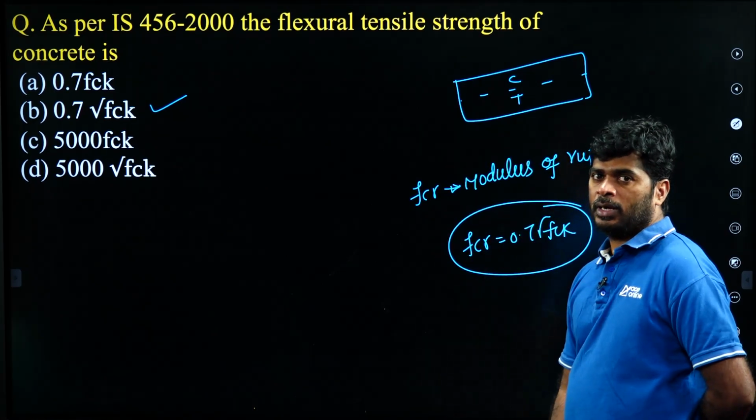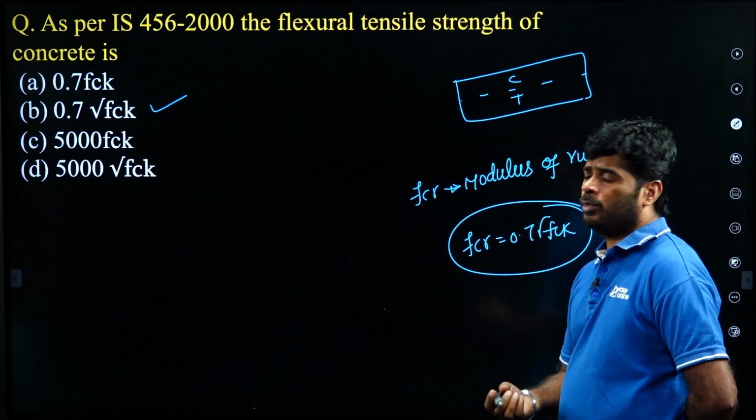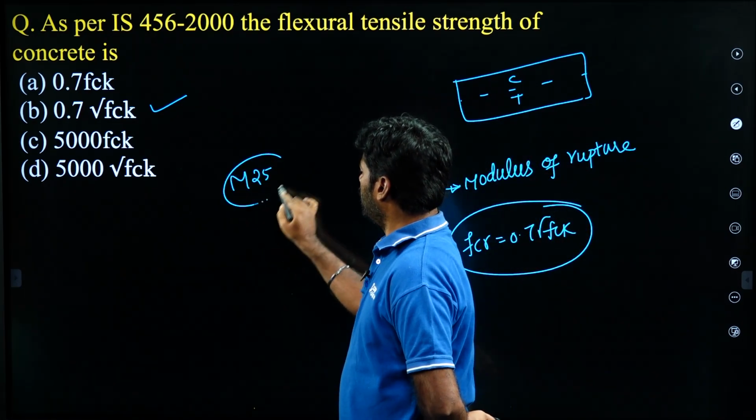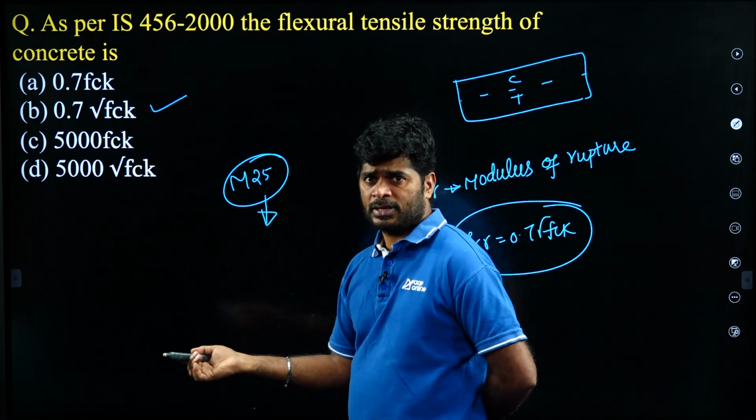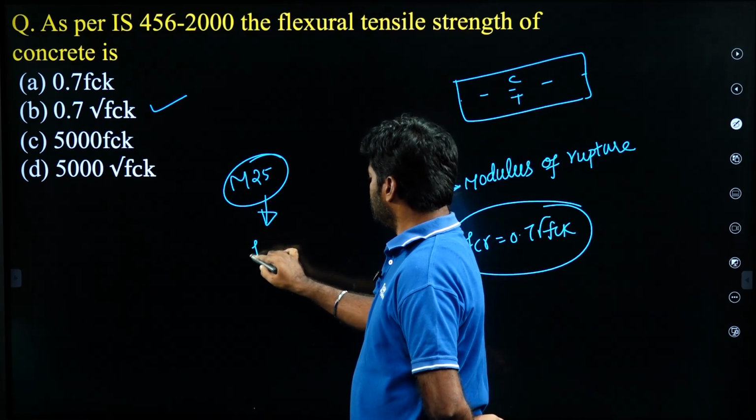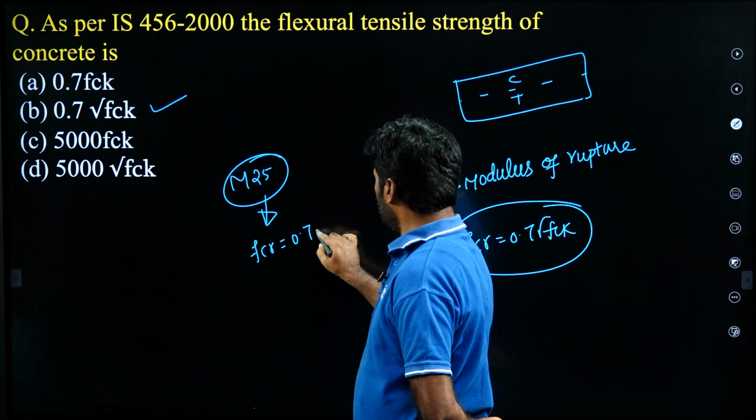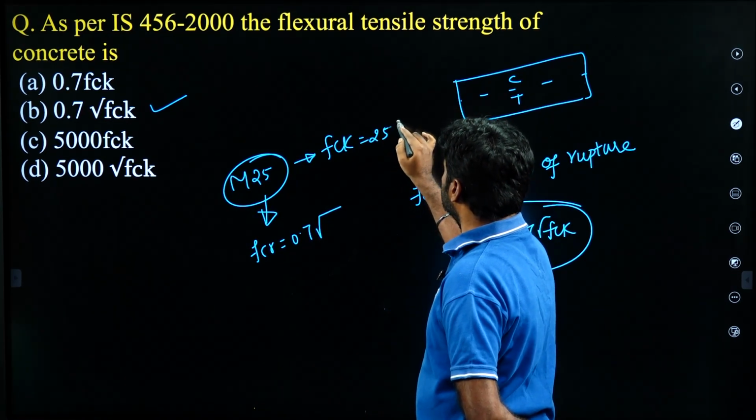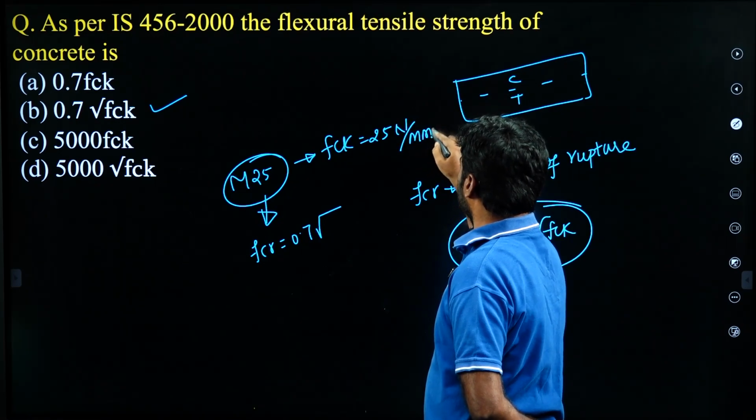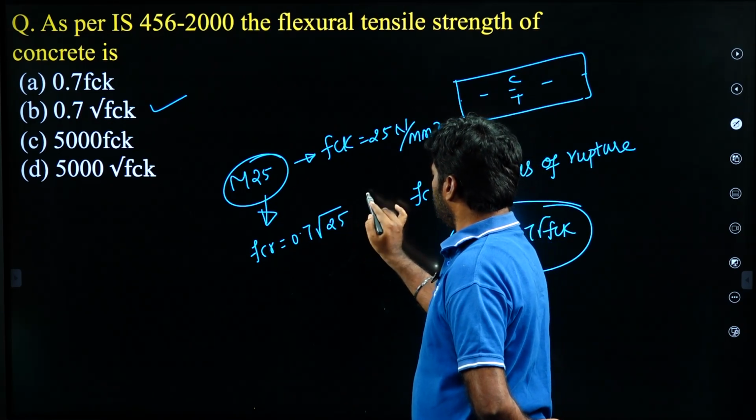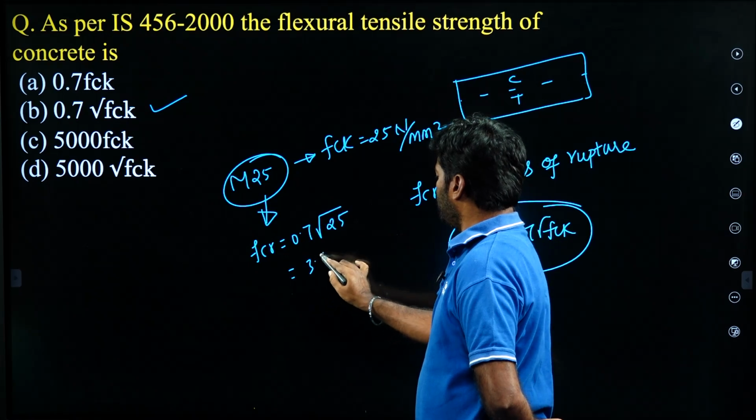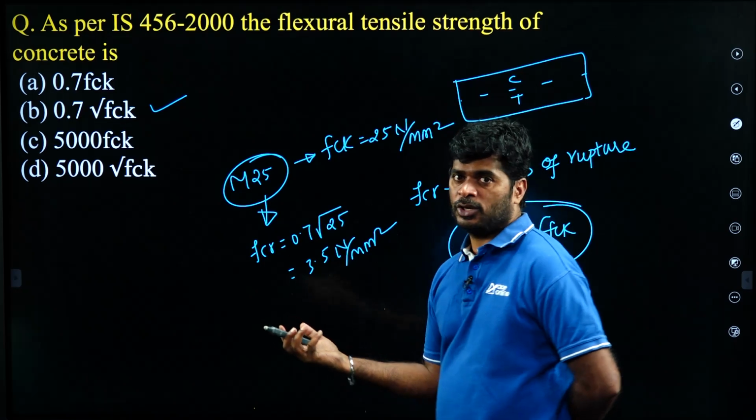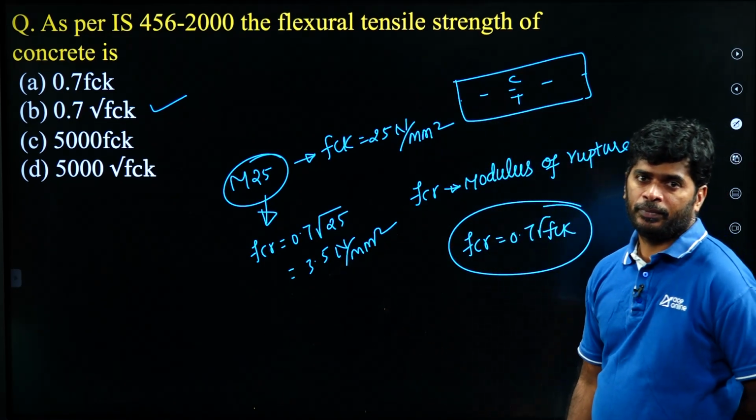Maybe they will ask the formula, or sometimes they will ask a simple numerical question just by giving the grade of concrete. For M25 grade concrete, what is the flexural tensile strength? Like that they will ask. My dear, flexural tensile strength will be 0.7 into root FCK. For M25 grade concrete, FCK is 25 Newton per mm square. So it is 0.7 root 25, you may get 3.5 Newton per mm square. Okay? Maybe they will ask a numerical question or a simple formula.